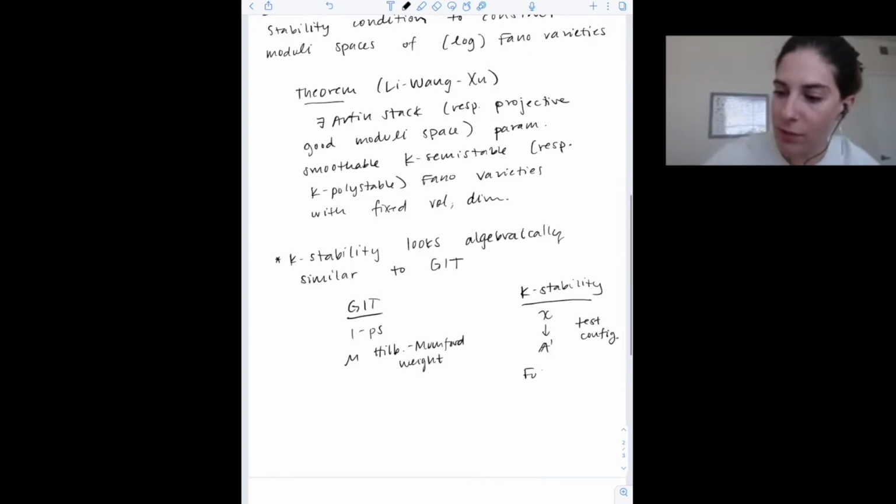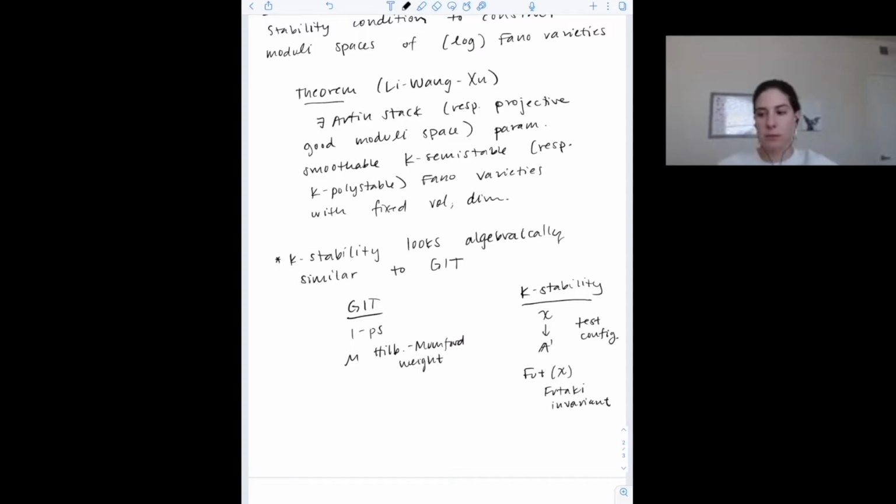And you still have a weight associated to that test configuration called the Futaki invariant, and you ask for this to be positive or greater than or equal to 0. So algebraically, it's quite similar. Maybe part of the crucial difference is that in GIT, you're requiring your action, your one parameter family, to live inside a fixed projective space, inside your fixed Hilbert scheme. And in K stability, you're not fixing the ambient space.